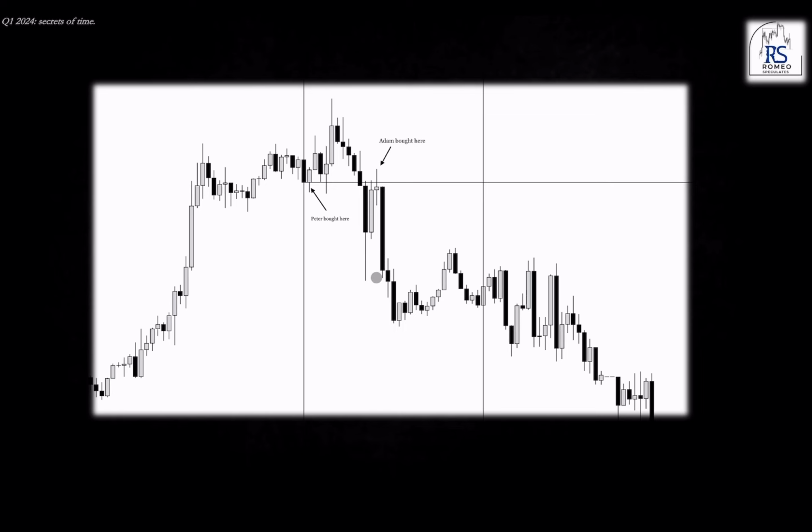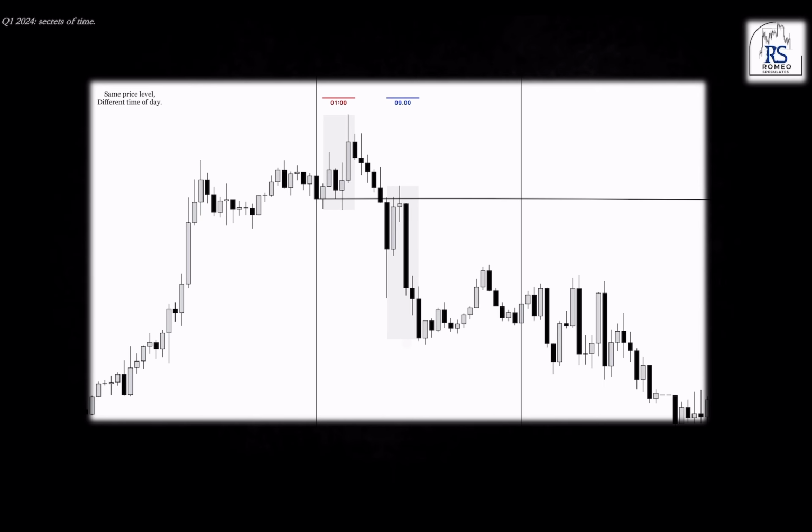So Peter bought at the same price that Adam did. However, Peter made money and Adam lost money. What's the difference between the two? The difference is Peter was aware of the importance of time, and Adam was not aware of the importance of time. And for the astute observer, you will note the gray shaded area as a range being broken and retested. Open, high of the day in London, market structure shift, and then a continuation, a typical New York OTE.